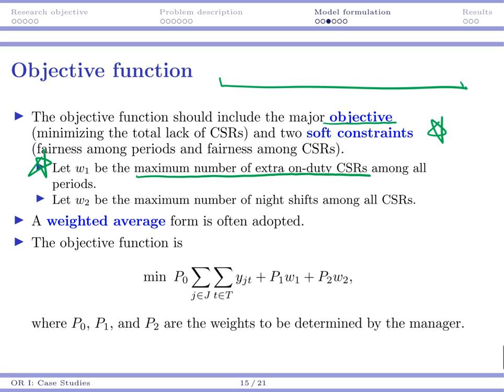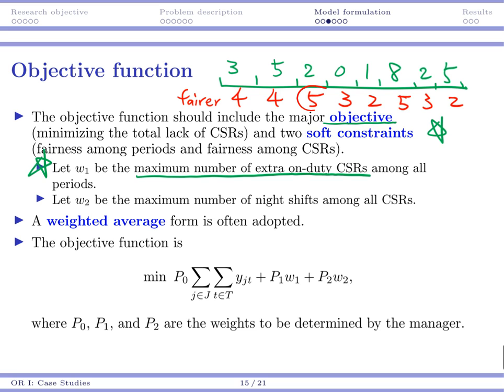So I may have many different periods. Supposing in each of the periods I have 3 extra, 5 extra, 2, 0, 1, 8, 2, and 3, 4, 5. This is the result of my first schedule. Suppose I have another schedule: 4, 4, 3, 5, 3, 2, 5, 3, 2, something like that. In this case, I would say this one is fairer. Why is that? Because the maximum number is 5. On the other hand, for the first one, the maximum number is 8.